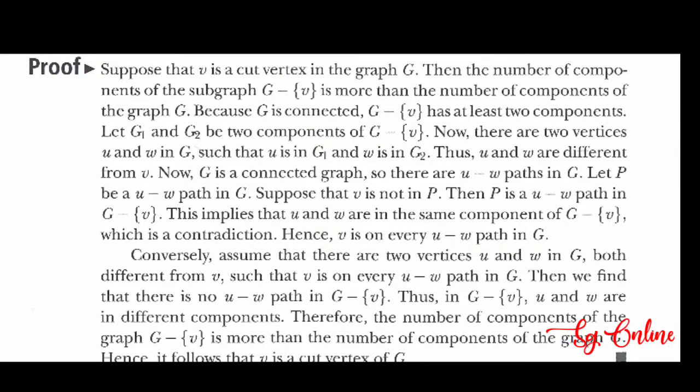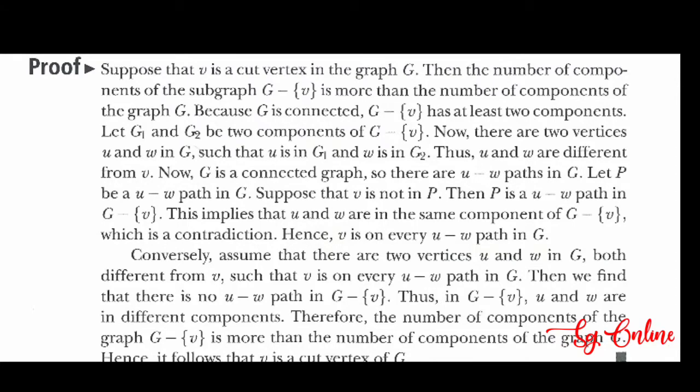Now you see that since the original graph was a connected graph, there is at least one U to W path in G, and all the UW paths in G are not present in the deleted graph, and therefore every UW path must pass through the vertex V.